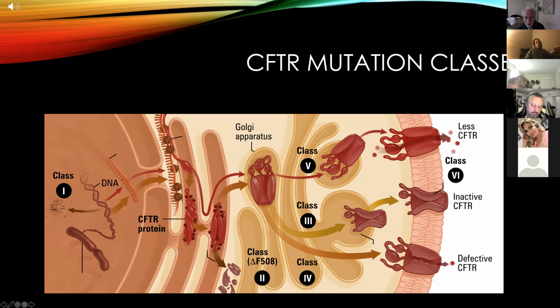So now let's talk about the different classes of mutations, and you will be assigned one of these 6 classes. If you start in the nucleus, the mutation can cause a copying error in DNA, so you may never get a transcript, or the mutation may occur in the transcript so that you get a defective protein that never does go any farther than the endoplasmic reticulum.